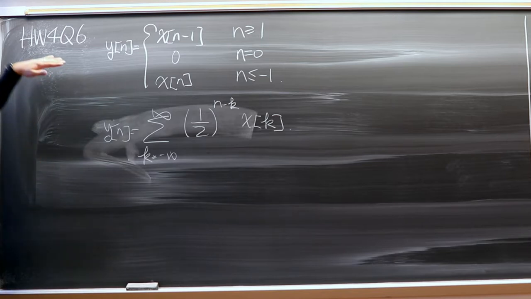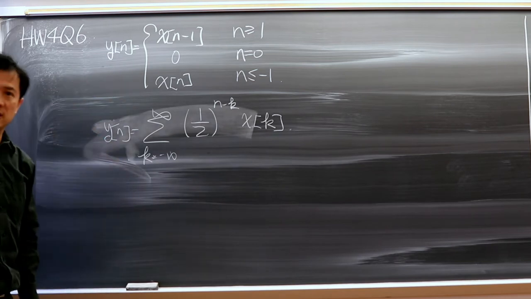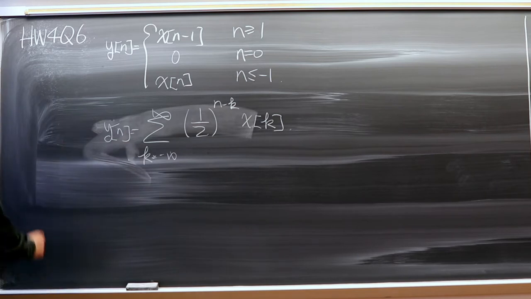So the question we are studying is homework 4, question 6. We have two systems. The question is whether they are invertible or not. Let's look at the first system first. Every time I look at these piecewise systems, the first thing I do is try to really understand what this system does. Okay, so let's give it a try.